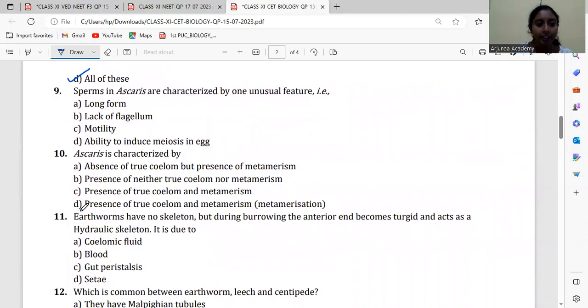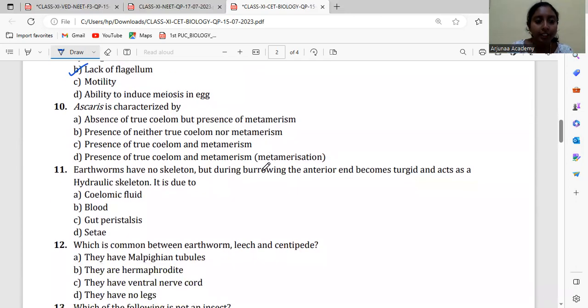The ninth question, sperms in Ascaris are characterized by one unusual feature. Exactly this Ascaris case study we don't have in our syllabus, but if we see the answer for this, they do not have the flagellum. That will be the unusual feature.